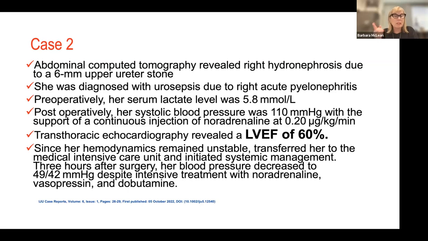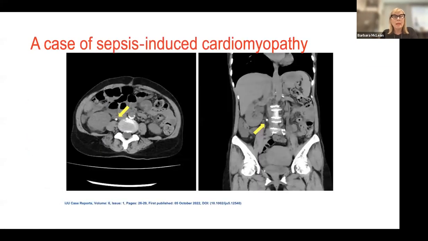So I was confusing her with our patient. This was not our patient, this is another patient. 3 hours after surgery, her blood pressure decreases to 49 over 42. So a narrow pulse pressure, very profound drop in her systolic pressure and a drop in her diastolic pressure, even though she's now on norepinephrine, vasopressin, and low dose dobutamine. This is her CT scan, and you can see here's her ureteral stone.